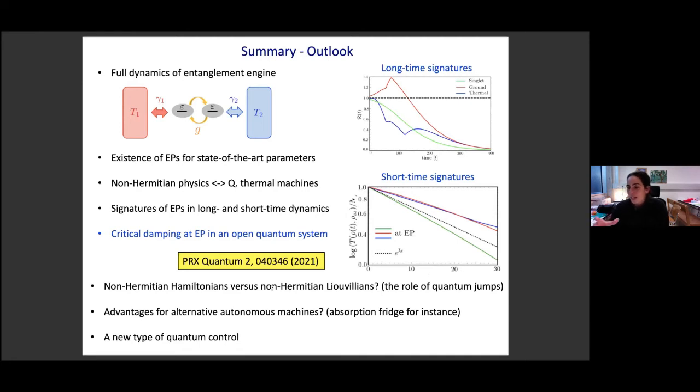And so with that, we want to investigate, for instance, the role of quantum jumps by looking also at these types of signatures. And well, there are many more open questions, but I close here, and I thank you very much for your attention, and I'm happy to take questions. Thank you very much.